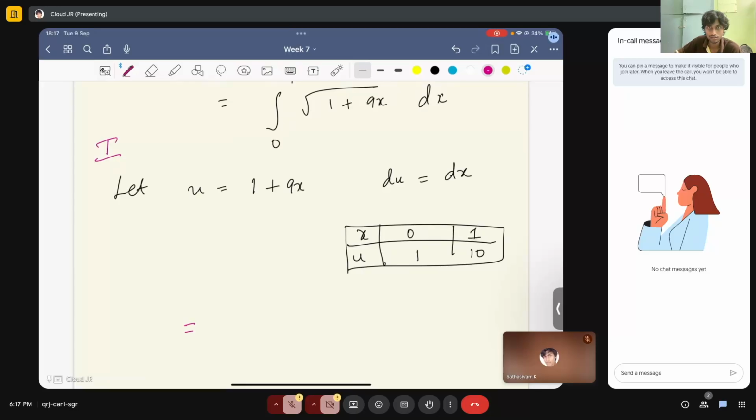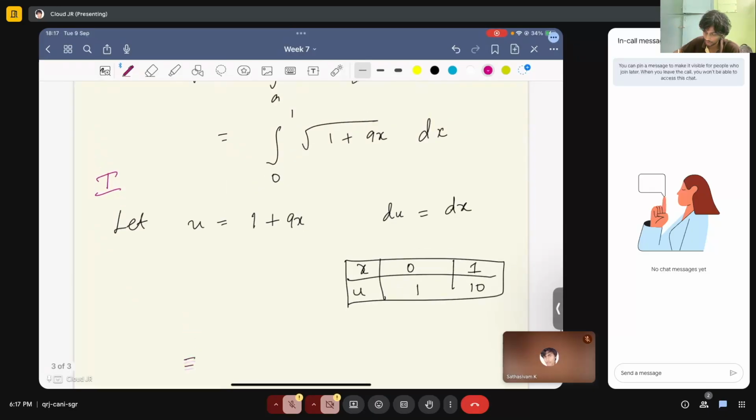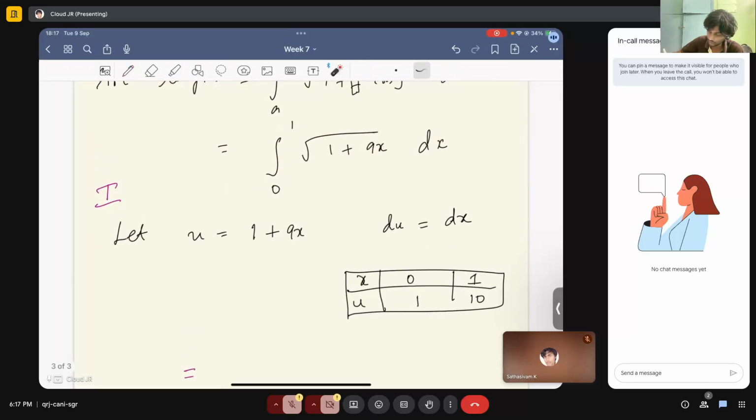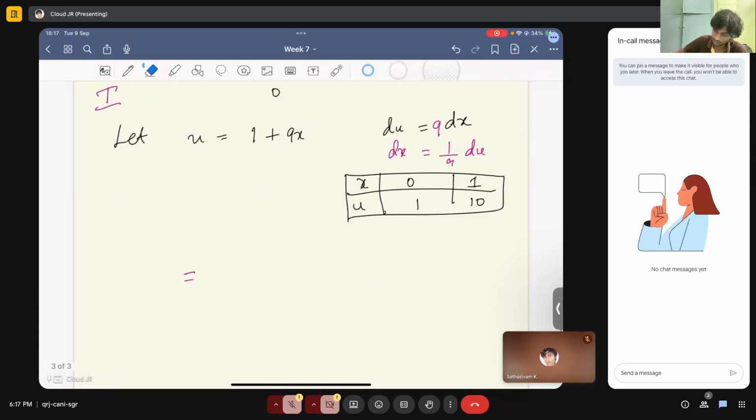Now you have an integral. Wait, du is not exactly dx. You have to see here, du equal to 9 dx. So if you want dx, it is 1/9 du.